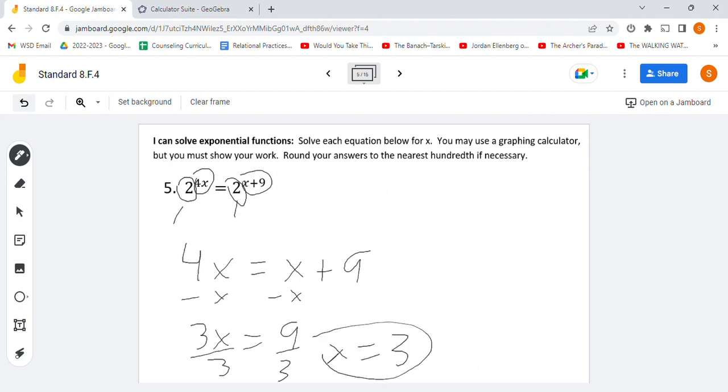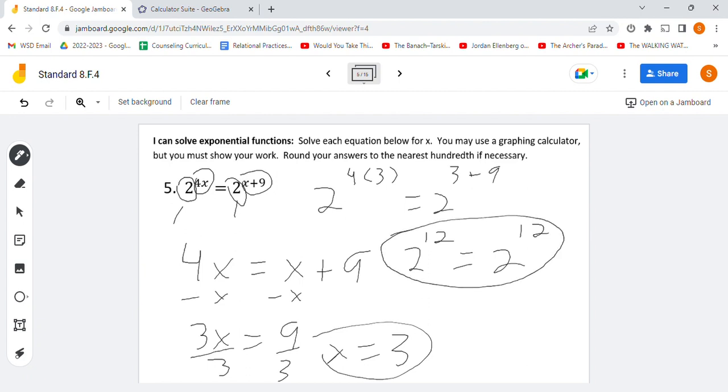And if we wanted to double check this, we just put it back in the equation. We'd have 2 to the power of 4 times 3, and then 2 to the power of 3 plus 9. Well, that would give us 2 to the power of 12. 4 times 3 is 12. And 2 to the power of 12 on this side. 3 plus 9 is 12. Those are clearly going to be equal to each other as they're all the same numbers.